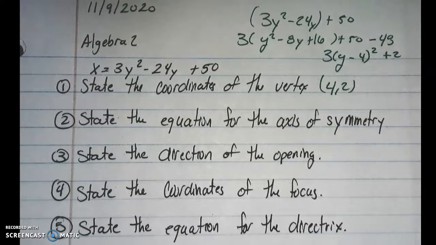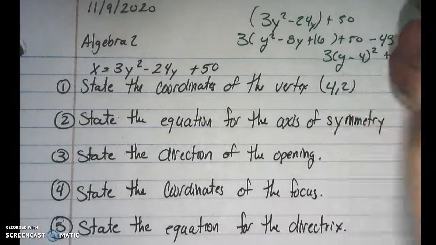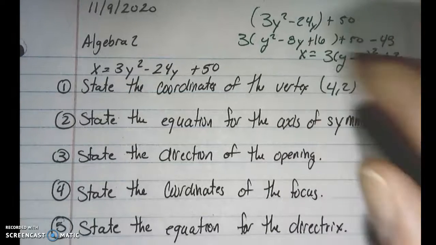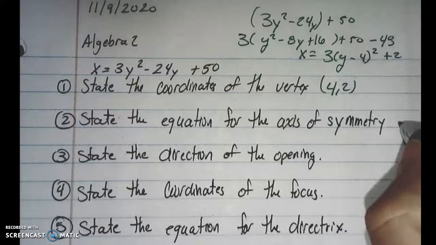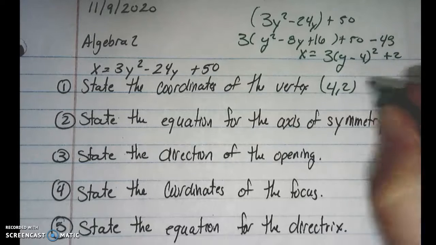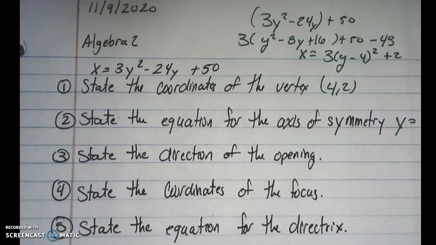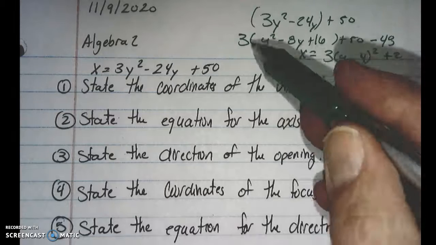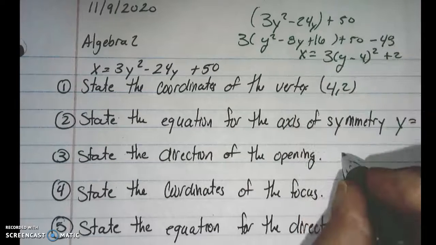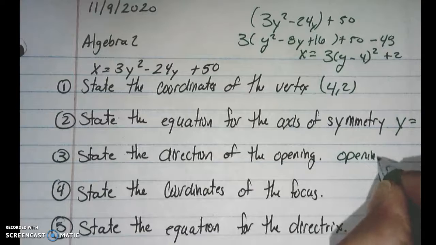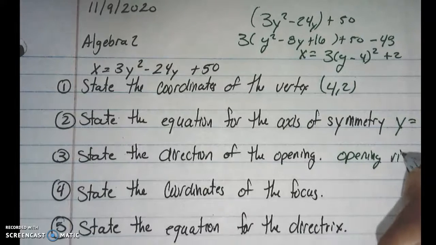The axis of symmetry, so make sure that we know it's a horizontal one. So my axis of symmetry is y is equal to k, which is 2. Direction of the opening, it's positive. So if it's positive, this is going to be opening to the right.